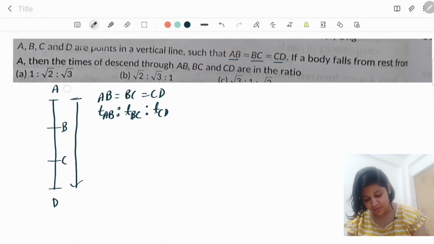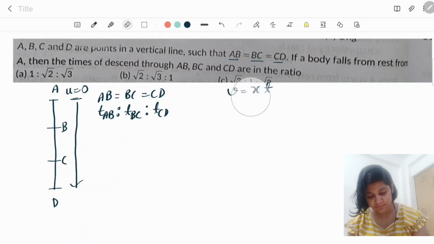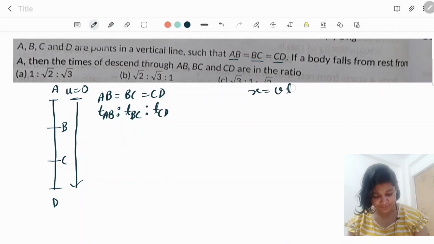So at this point the initial velocity is 0. While solving this problem, we have to learn about 3 equations. One of them we already know, and that is simply that the distance traveled at any point is equal to velocity multiplied by time.